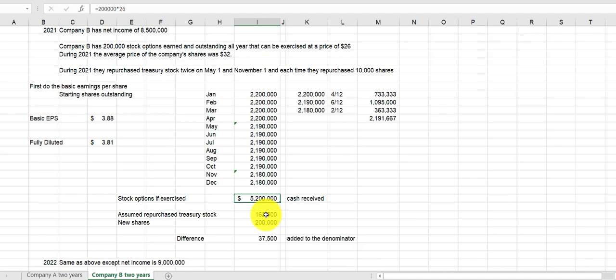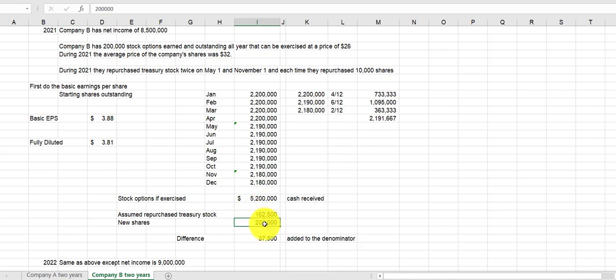We took that money, it went to the marketplace, and we bought other shares off the marketplace because we knew that now the existing shareholders have to share with more people, and so they would want us to use that money to buy shares back. So we divide the amount of cash we received by the average price of the company's shares, which was $32 in this case. So we would buy 162,500 shares with that 5.2 million.